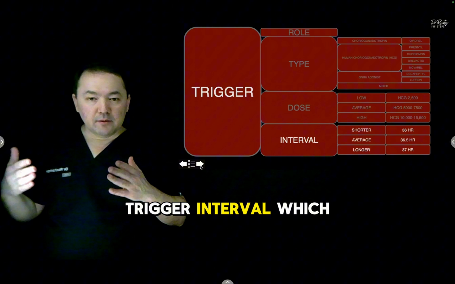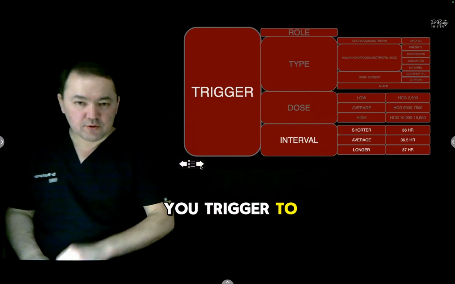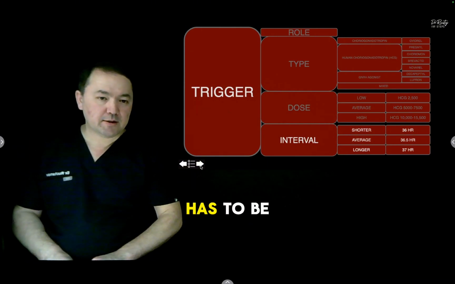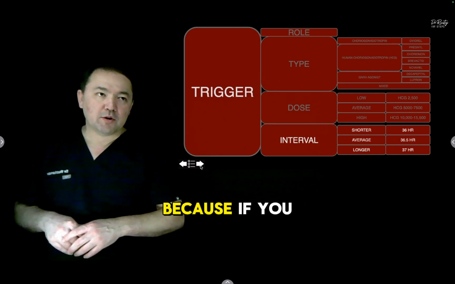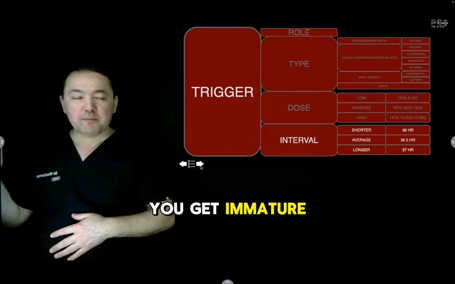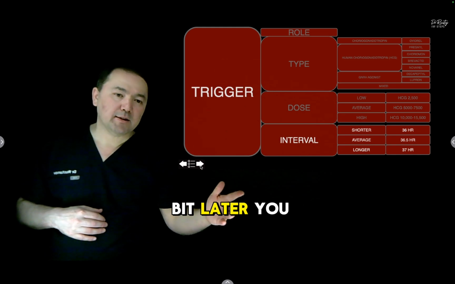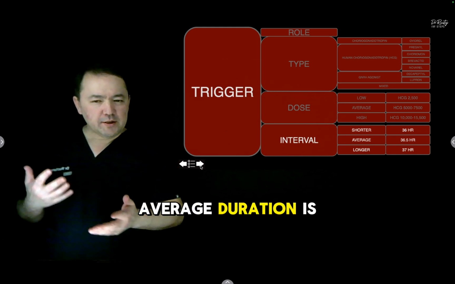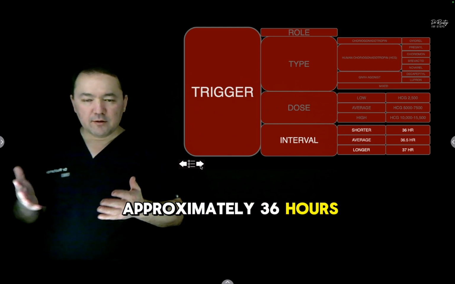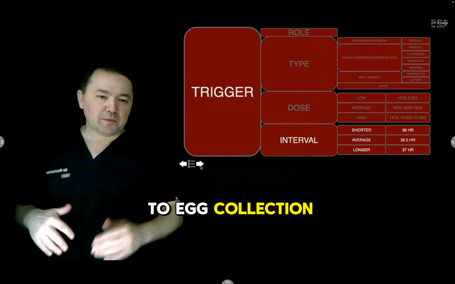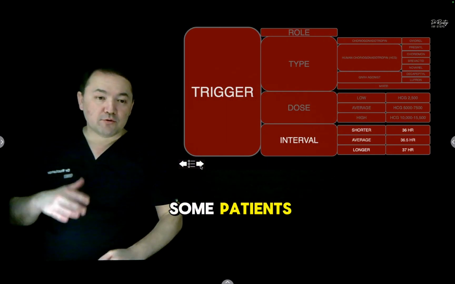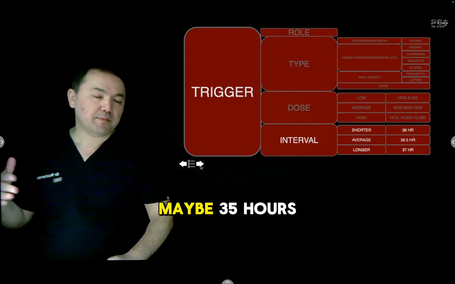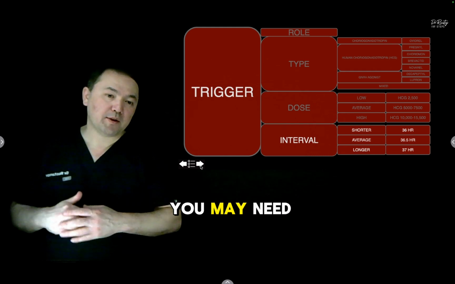The trigger interval, which means the time from the trigger to the egg collection, has to be very precise, because if you do it a little bit earlier, you get immature eggs. If you do it a little bit later, you may already have ovulation. The average duration is approximately 36 hours from the trigger to egg collection. In some patients you may need a shorter period of time, maybe 35 hours, and some patients you may need to give a longer time.